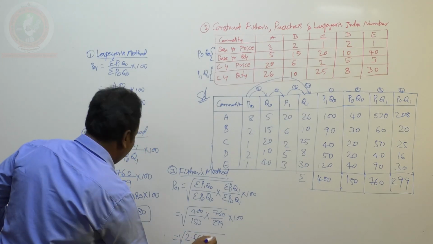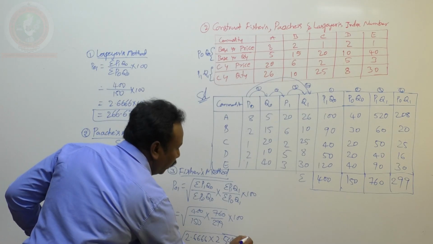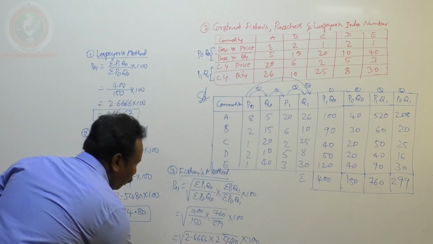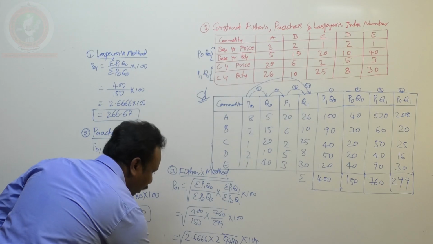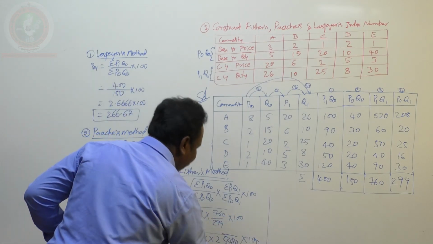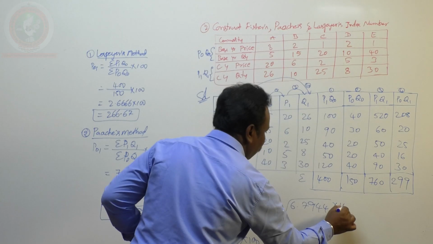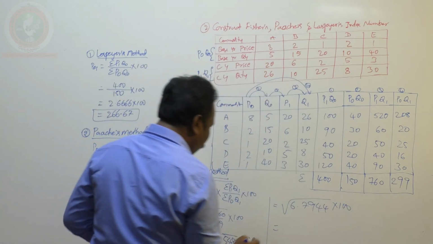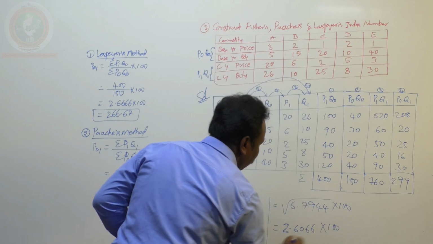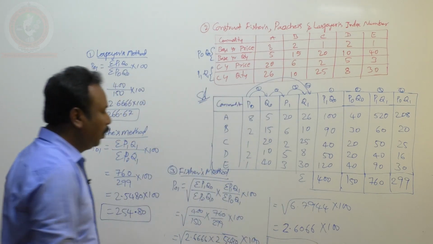2.666 into 2.548 into 100. Now the multiplication of these two is 6.7944 into 100. Now the square root of 6.7944 into 100, simplify this, you have to cancel the square root, 2.606 into 100, so about 260.66. This is the Fisher's index value.